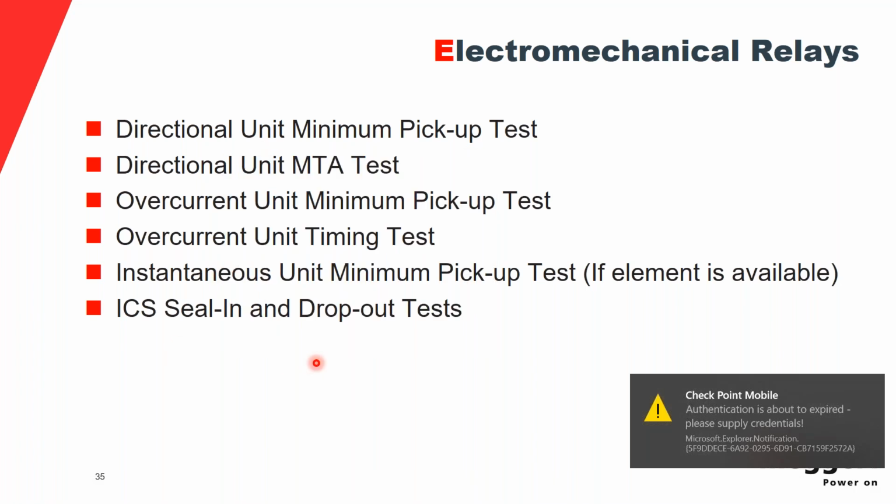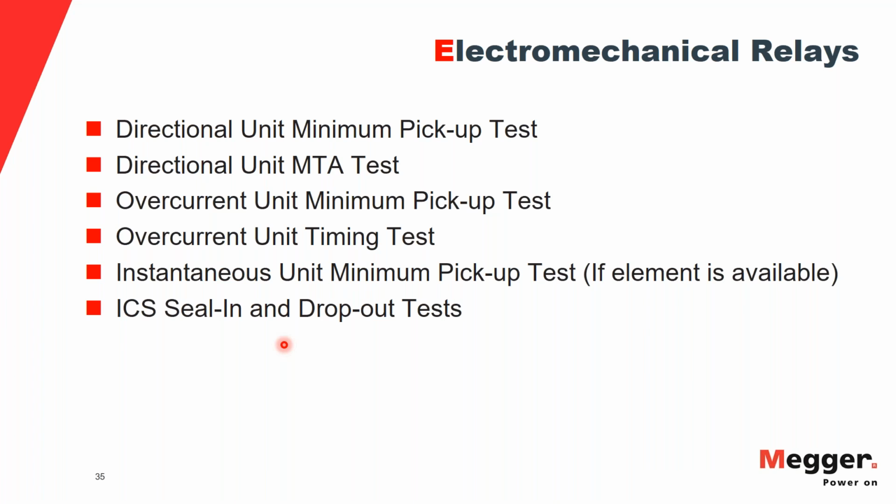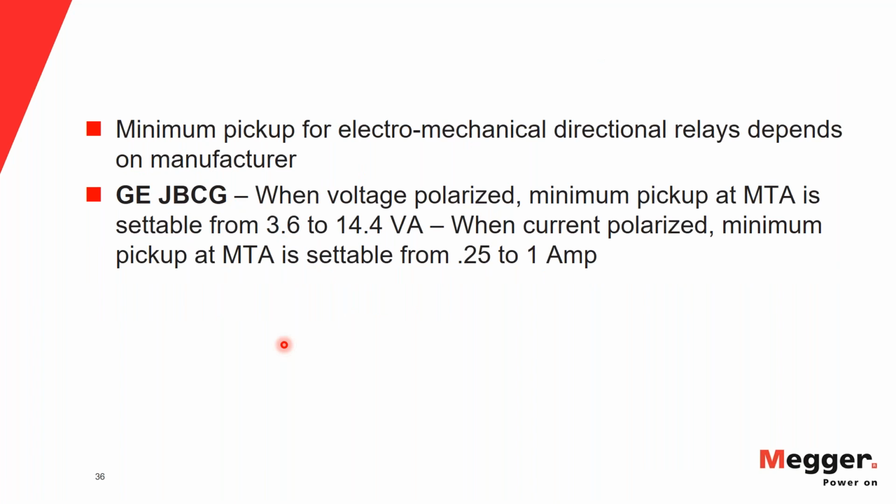Sometimes they have seal-in units as well on those relays, so you can check those seal-in units by injecting DC current and seeing whether they are operating or not. In order to operate a directional unit and test a minimum pickup on it, it all depends on different manufacturers. They provide you that information on the nameplate. You can check the nameplate, see what the minimum pickup is, and then inject your currents accordingly.